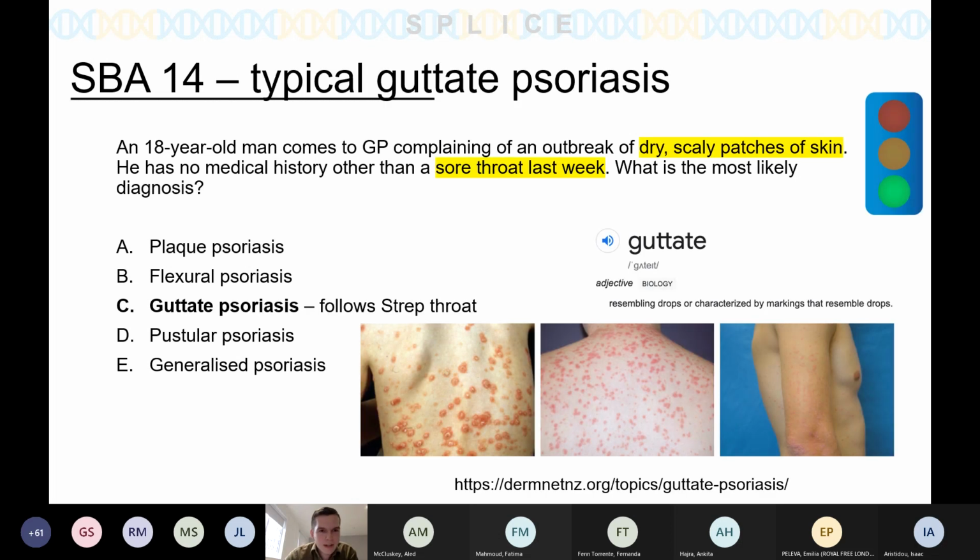Isaac's closed it. Nice. Guttate, yeah. I looked it up. I've got the screenshot. Guttate, resembling drops or characterized by markings that resemble drops. So you might be told that there are teardrop-shaped lesions all over the body. And this form of psoriasis will follow strep throat. This is just a typical thing to come up. You guys smashed it generally. So sore throat, and then a week or so later, they come out in teardrop-shaped plaques all over the body.